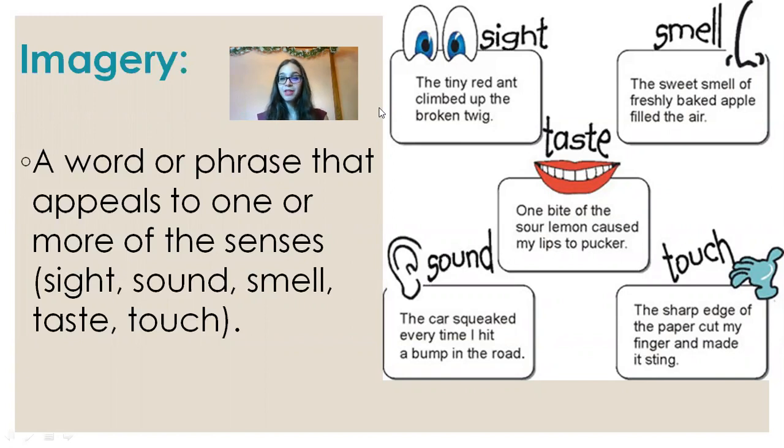Taste: one bite of the sour lemon caused my lips to pucker. Sound: the car squeaked every time I hit a bump in the road. And touch: the sharp edge of the paper cut my finger and made it sting. So all of those are different types of imagery, but they still appeal to our senses.